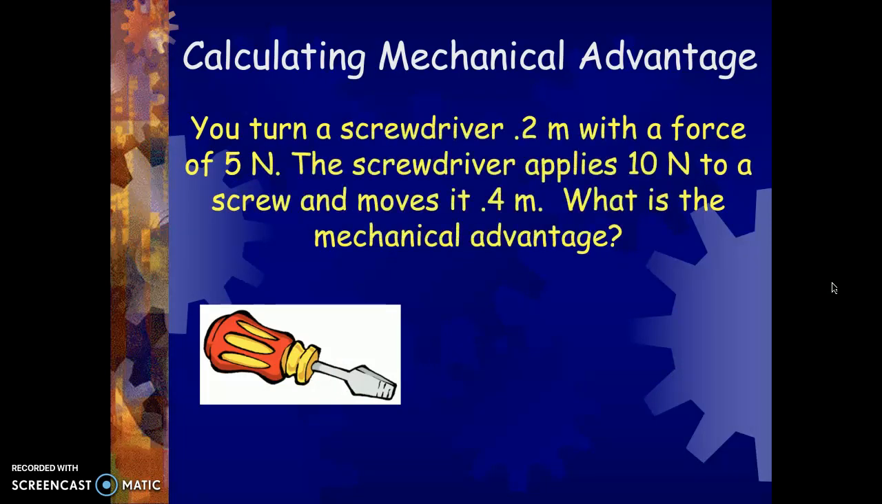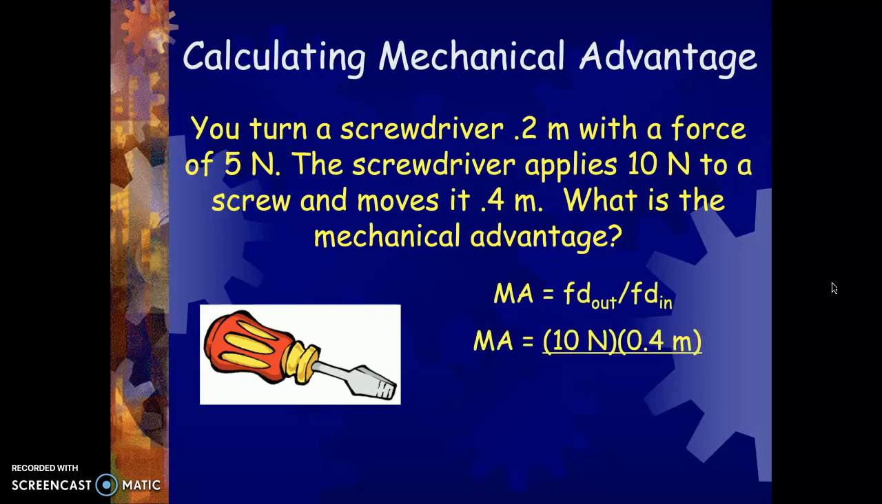Again, we're back to our screwdriver. In this case, you're going to turn it 0.2 meters with 5 newtons of force. The screwdriver applies 10 newtons to a screw and moves it 0.4 meters. What is the mechanical advantage? Again, we know forces and distance, so we're just going to do work out versus work in. We take the work out first, that is the 10 newtons applied to the screw, and the screw in turn moves 0.4 meters. We put in 5 newtons of force over 0.2 meters.